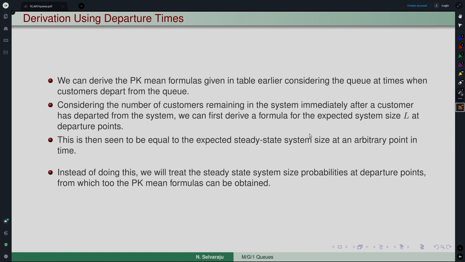Now, that was the first derivation using the arrival points, but the same formula can be derived using a similar argument, but now using departure time points, right. So, this is basically the PK mean value formulas that we gave in the table. Now, if you consider the number of customers remaining in the system immediately after a customer has departed from the system, then in this particular case, we can first derive a formula for L, and from L other formulas can be found out, and this is shown to be equal to the expected steady state system size at an arbitrary point in time.